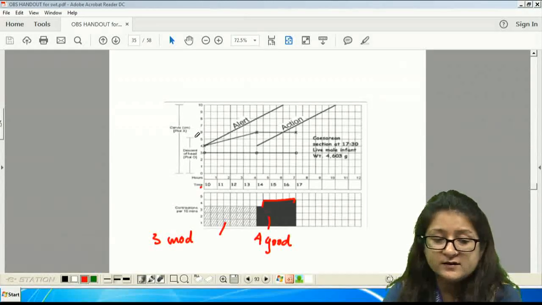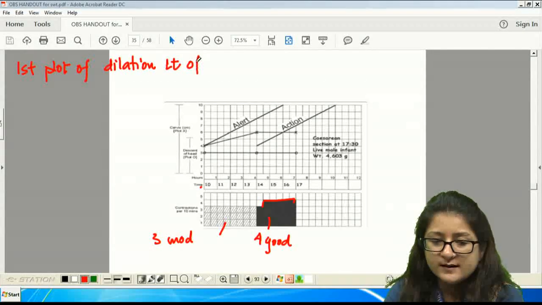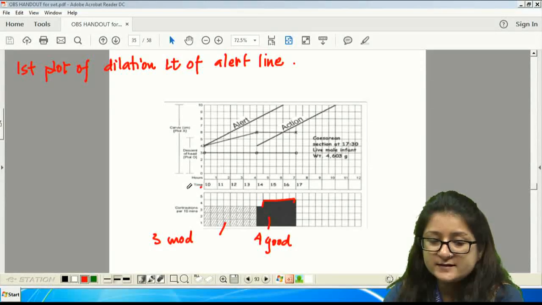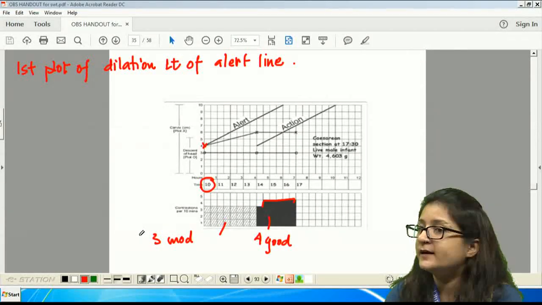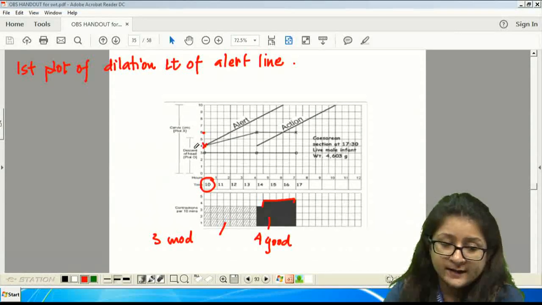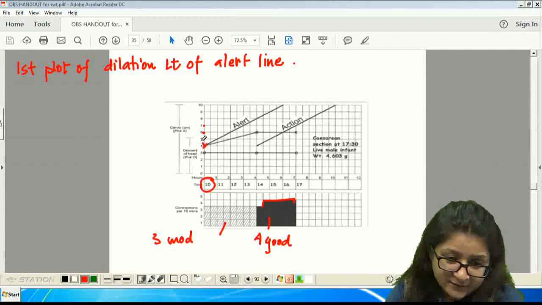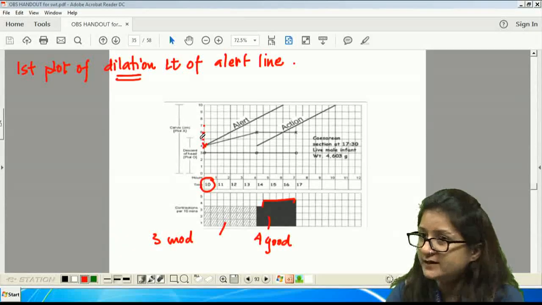Whatever the first plot of dilatation is, it always happens to be to the left of the alert line, okay. So let's say, for example, I examined the woman at 10 p.m., which this diagram shows, and she was 4 centimeters dilated. I will plot it here. If she was 6 centimeters dilated, I would have plotted it here. If she was 7 at that point, I would have plotted it here. 5, I would have plotted it here. So the first plot of dilatation will always be to the left of the alert line, right.